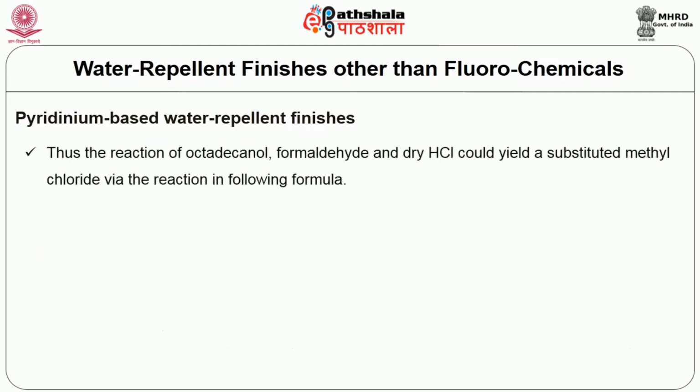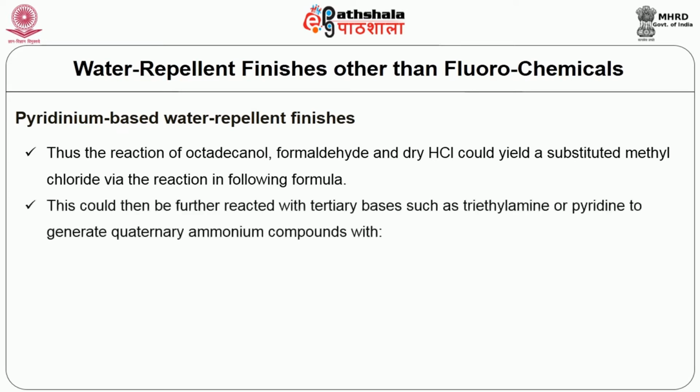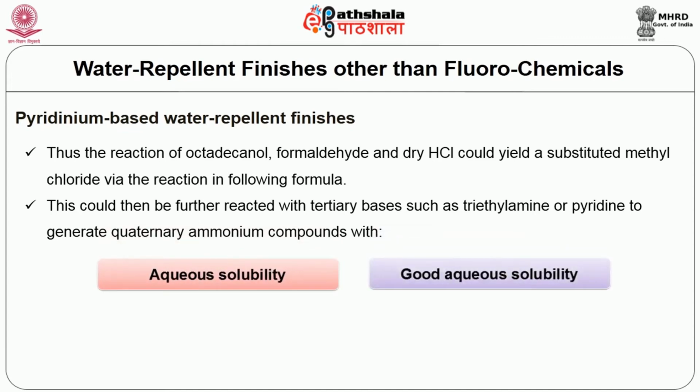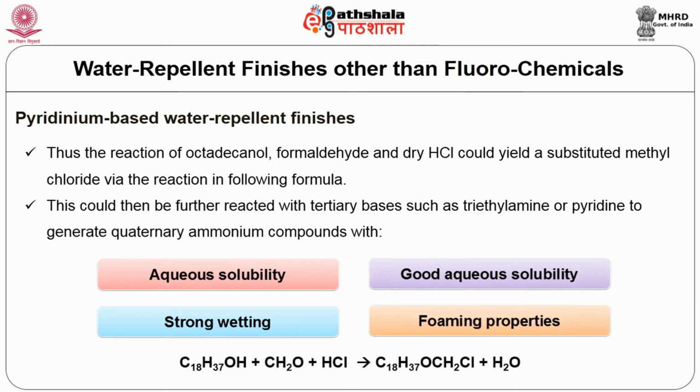Thus, the reaction of octadecanol, formaldehyde and hydrochloric acid could yield a substituted methyl chloride through the reaction. This could then be further reacted with tertiary bases such as triethylamine or pyridine to generate quaternary ammonium compounds with good aqueous solubility and strong wetting out and foaming properties.